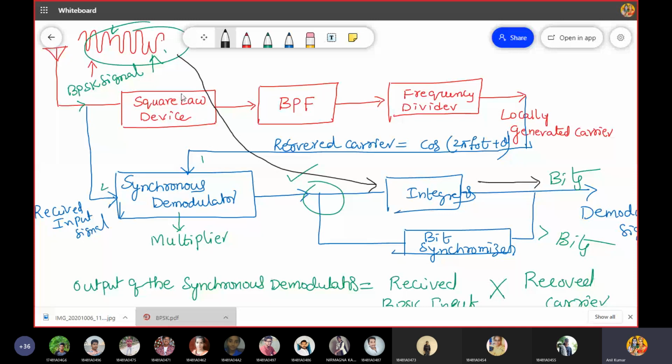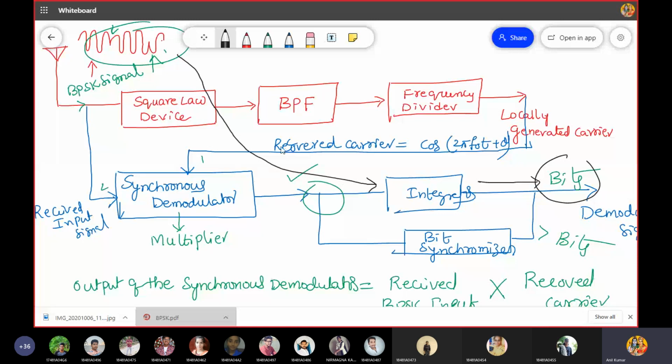How the integrator converts the corresponding phase changes into bits, let us derive that one derivation. Based on that particular derivation, I will conclude that the integrator generates the binary sequence corresponding to the phase changes received in the BPSK signal. Is it okay? Right.